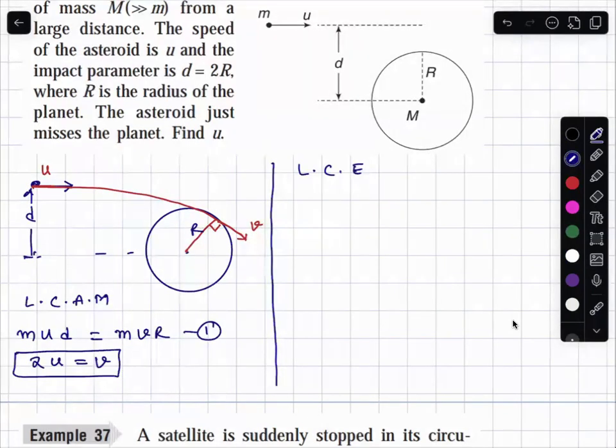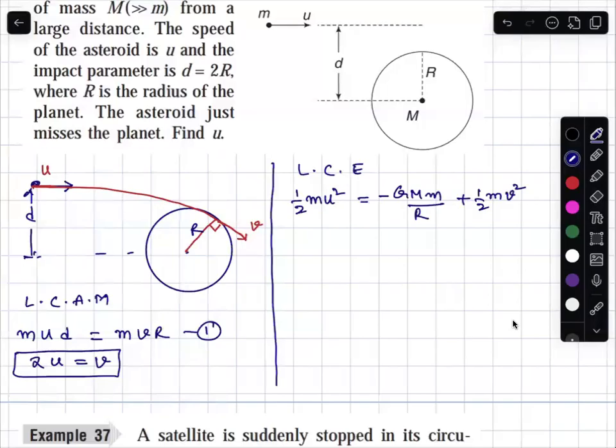What does the law of conservation of energy state here? We are infinitely far from the planet. Initially, what is the form of energy? Only kinetic energy, half m u square. When it is just grazing, it is minus G capital M small m by capital R plus half m v square. At that point, velocity is v. So by solving which, you just solve these two equations.